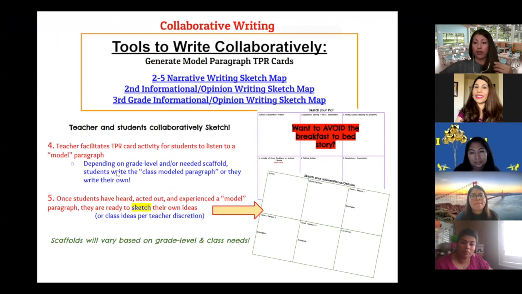Routine 3, after those 2, would then be to start sketching out, and this is the first time we're going to start putting pencil to paper or fingers to keypad.